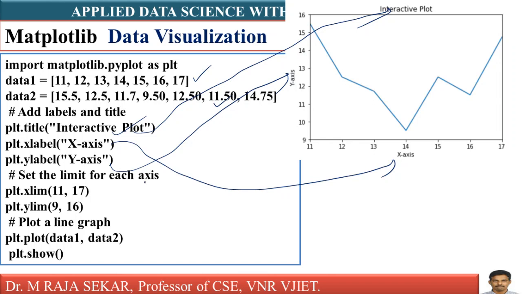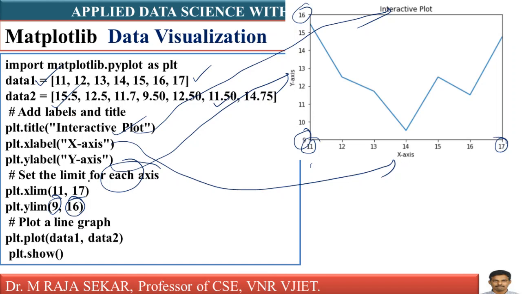Set the limit for each axis. Yes, that's the use of xlim and ylim. How is it limiting? 11 to 17 for xlim. This is 11 to 17. What about the y limits? Minimum is 9, maximum is 16. Just see, minimum is 9, maximum is 16. I am plotting plt.plot data1. Data1 is list 1, data2 is list 2. We know how to plot for the given two lists.